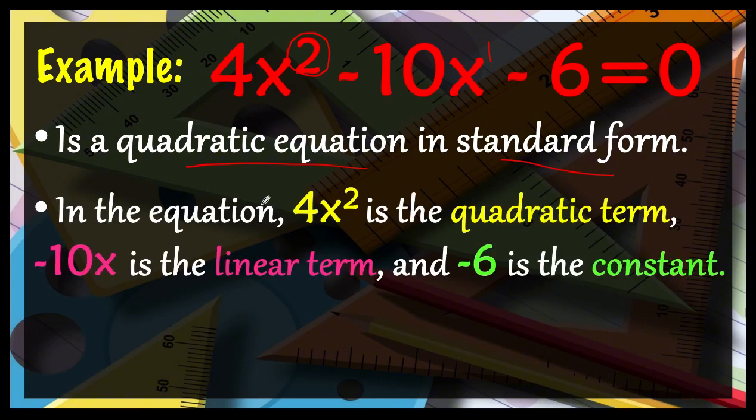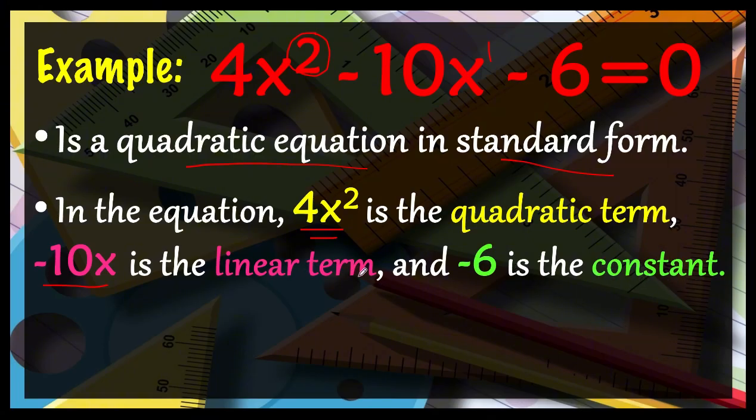Now, isa-isahin natin yung mga parts natin. Sa equation daw, si 4x squared is yung tinatawag nating quadratic term. Basta yung exponent niya ay 2, quadratic term. Ito siya yung sa pinakaunahan. Si negative 10x naman, ito yung tinatawag nating linear term. And then si negative 6 yung tinatawag nating constant.